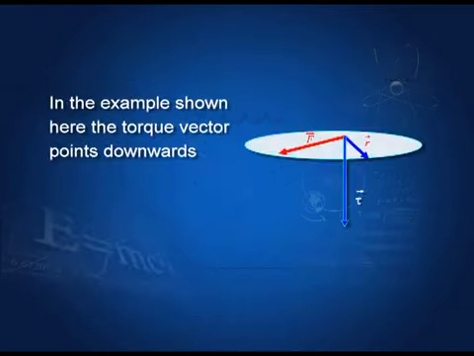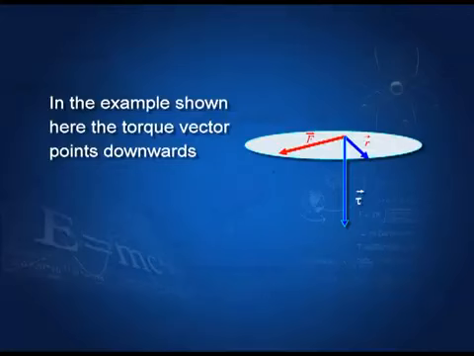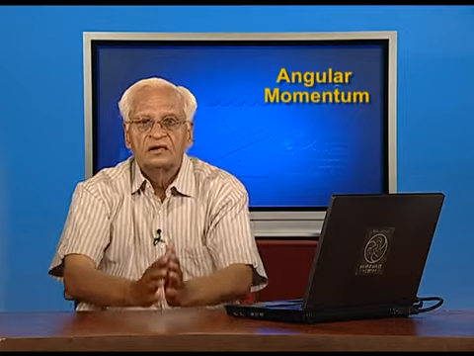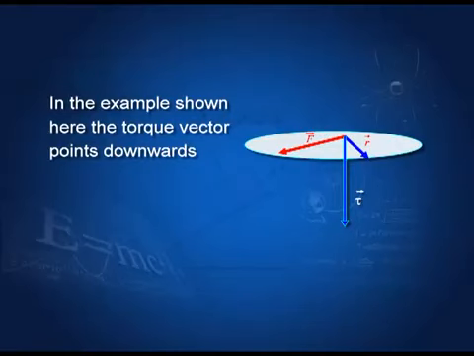If r and F are like this, then r crossed F, you can see, the screw goes down. So, the torque vector is going down perpendicular to the plane of r and F. Torque is always perpendicular to both r and F, because it is a cross product, and therefore, in this case as shown, it points downwards.